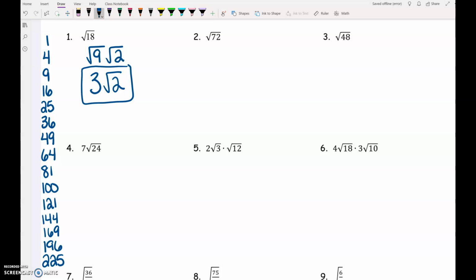Do you remember doing this in previous classes? Some teachers teach you with factor trees and teach you to find pairs of square roots. I think it's easier just to find the biggest perfect square times something else. So 72. 36. Okay, some people think 9, but there's a bigger number that works. 36 times 2. The square root of 36 is 6.